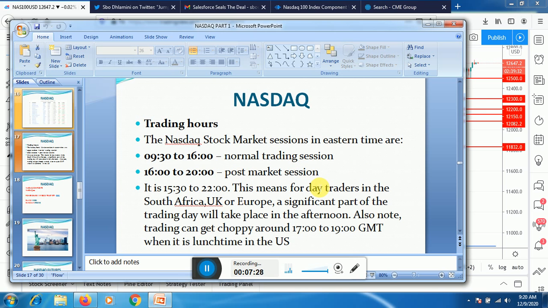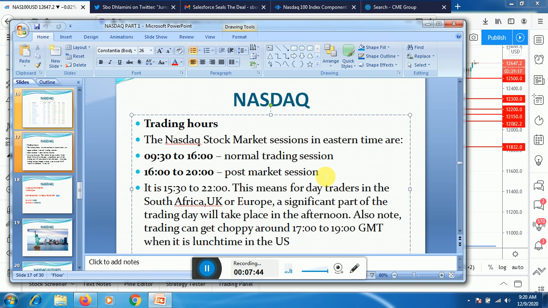That's where earnings are mostly announced, because they cannot announce earnings during market hours. Some of these companies are too huge and have a huge impact on the market, so they cannot announce, like, Apple earnings during market hours, because it will have a very significant impact on the market itself.